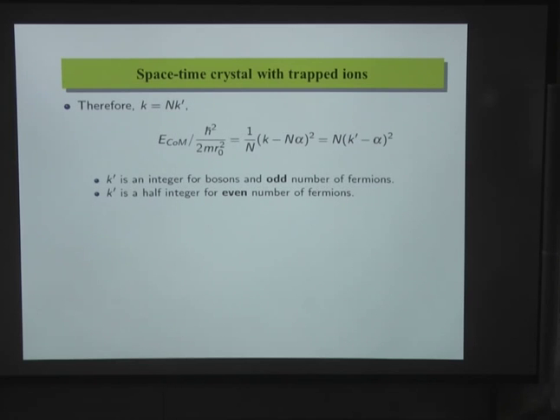And because of this additional constraint, this k here cannot be an arbitrary integer, but instead this k needs to satisfy this condition. It needs to be n times k prime, where this k prime should be an integer for these boson systems or for an odd number of fermions, which means that there should be no sign change. For an even number of fermions, there's 1 sign change, so this k prime should be a half integer instead of an integer. So the whole spectrum should be written in these forms, where k is n times k prime, and this n cancels with this n.